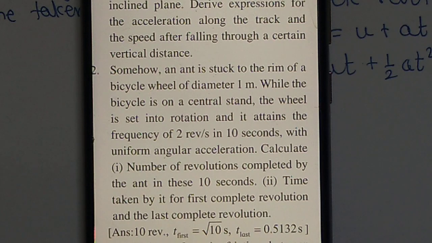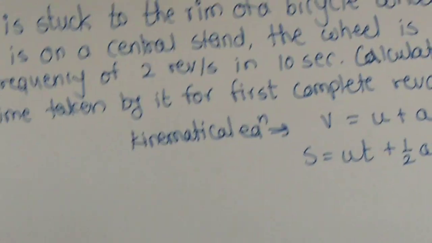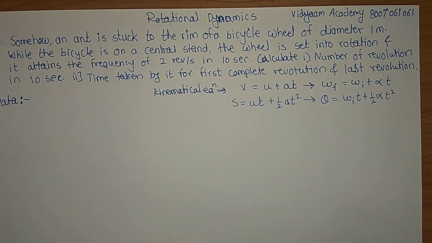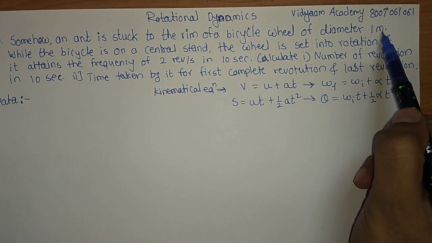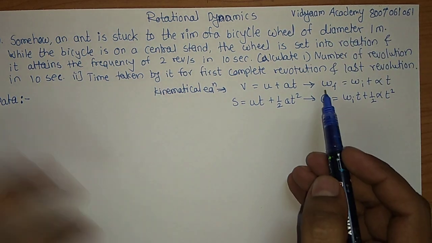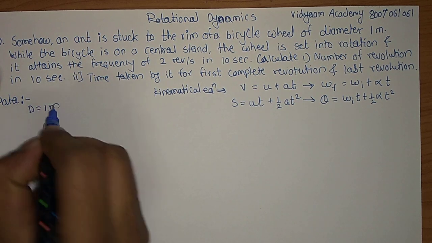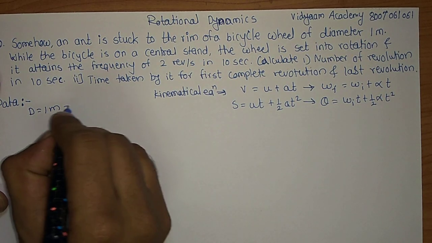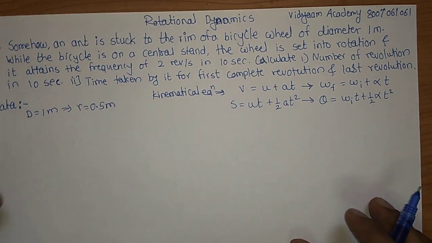Now we will see how to solve the numerical. First we will try to understand what they are saying. I hope you can see the question clearly. So what is the data? The first point is the diameter of that particular wheel. In data I'll write diameter is equal to 1 meter. So that gives me a radius equal to 0.5 meter.